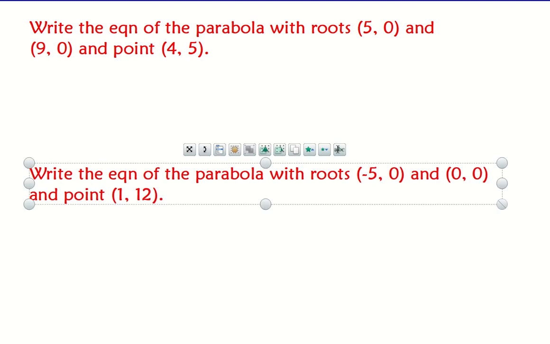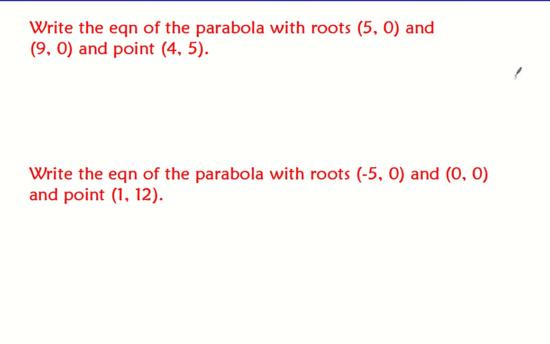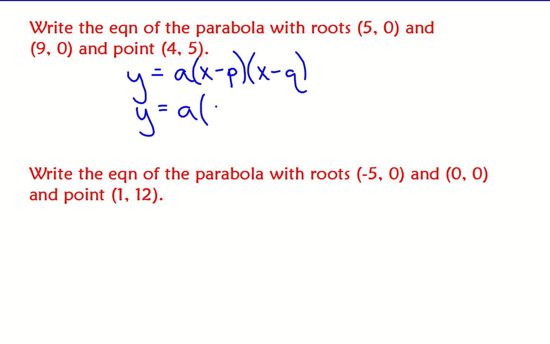In the first example, the roots are (5, 0) and (9, 0). So I'm going to go ahead and start writing out the root form. I know that the template, just to remind ourselves from 2.2, for root form would be y = a times quantity x minus p times quantity x minus q. So if the roots are (5, 0) and (9, 0), then y = a(x - 5)(x - 9).